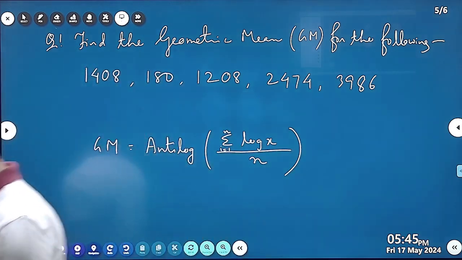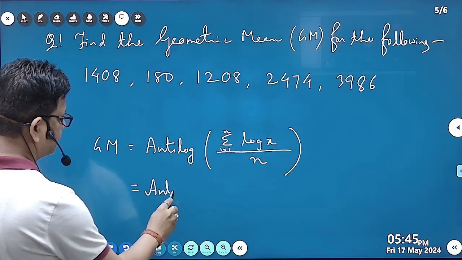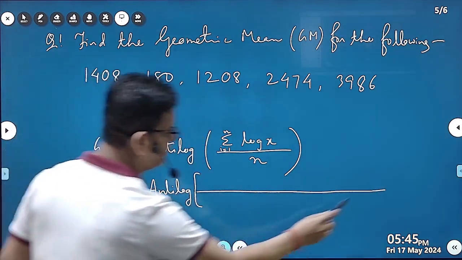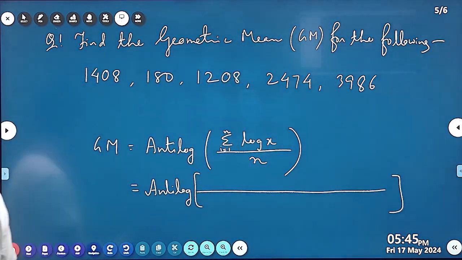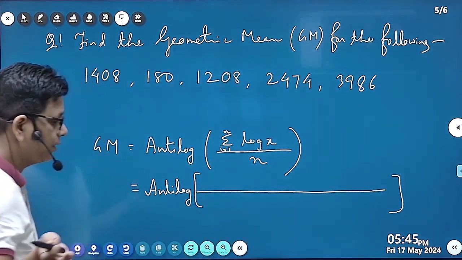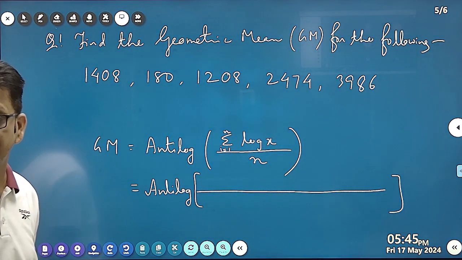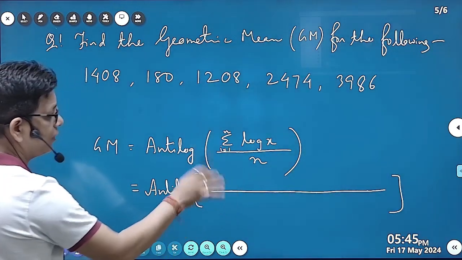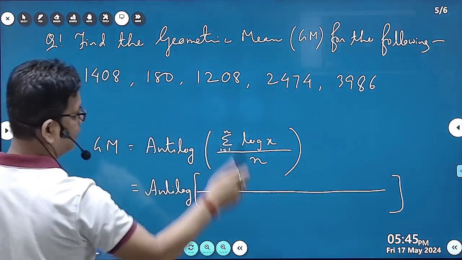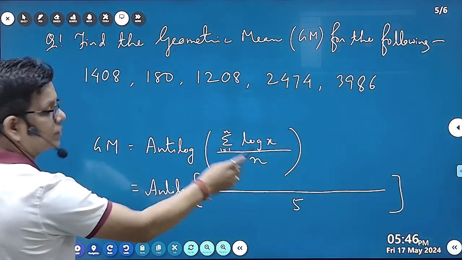Now one thing, remember, if a question comes like this, your table will be provided. Now antilog, see how to do it. The problem is why the table is required: we cannot find antilog using our calculators. Ordinary calculators will be given; the scientific calculator is not allowed. Now n means how many numbers? 1 to 5. So just write 5 here.